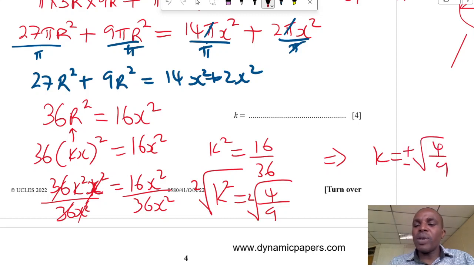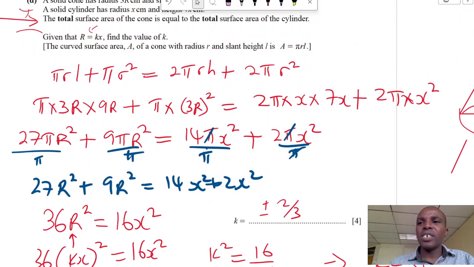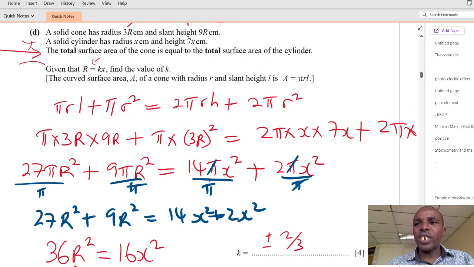Root of a number is plus or minus. So it will be root of 4 is 2. Root of 9 is 3. So it's plus or minus 2 over 3. Done. That's the value of k. So done with this part. Next question.